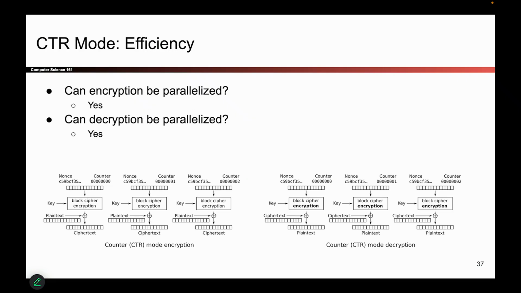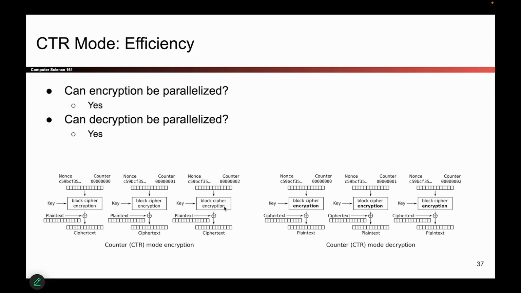OK, let's ask all the same questions of CTR mode that we did with CBC mode. So let's ask about efficiency. Can you parallelize encryption? Well, you sure can. There's no dependence on this block and any of the previous blocks or future ones. We can already see it in the picture. Each block is somewhat self-contained. There are no arrows crossing between blocks.